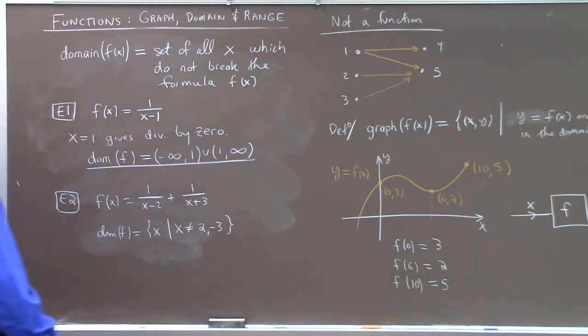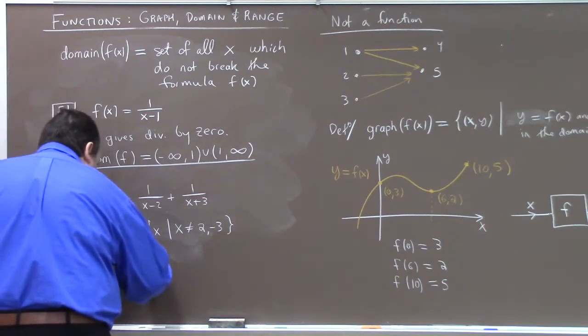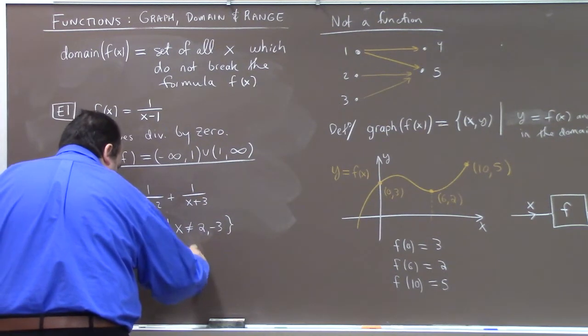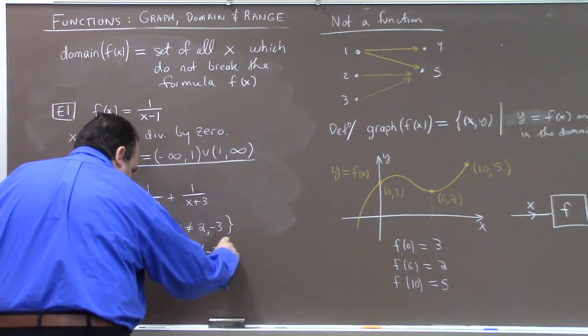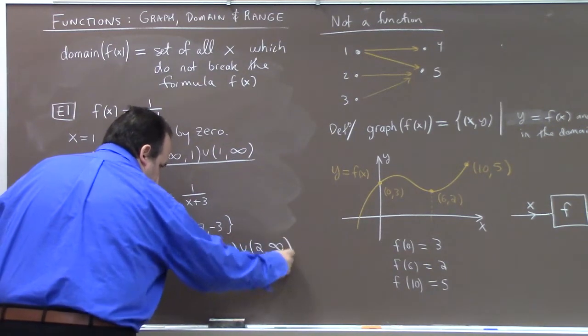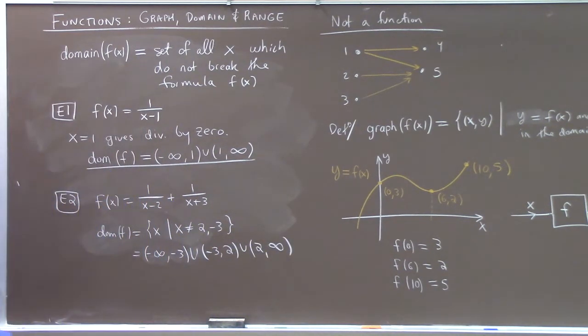You're like, that seems more fun to write. Okay, in interval notation, that's minus infinity to minus 3, and then union with minus 3 to 2, and then union with 2 to infinity. That's how to write that in interval notation.